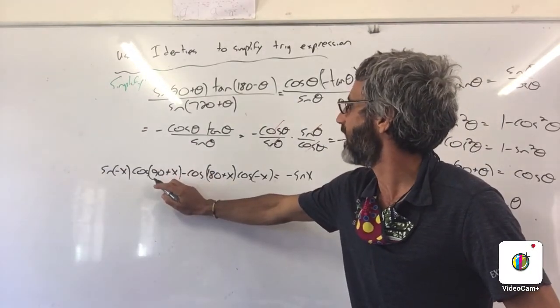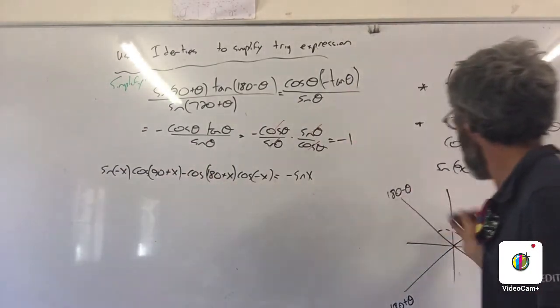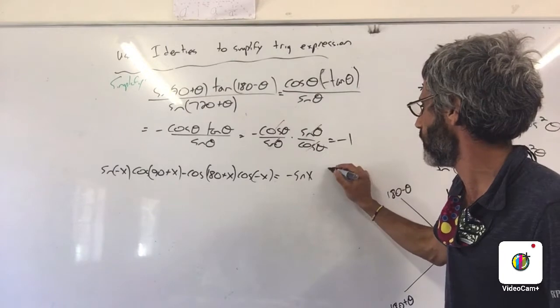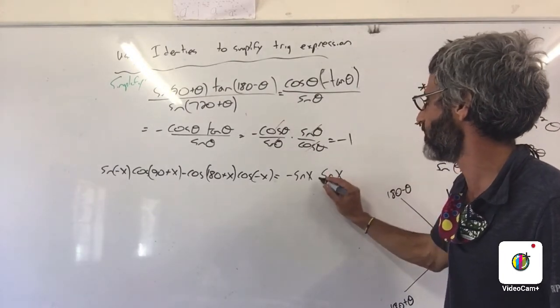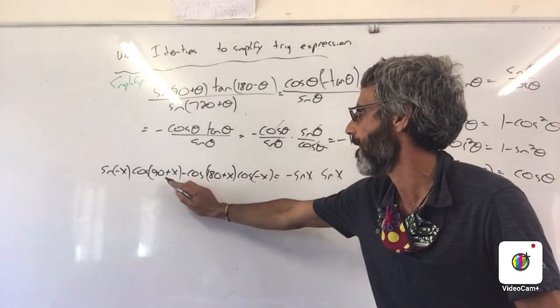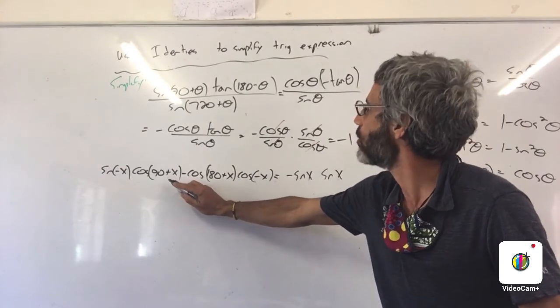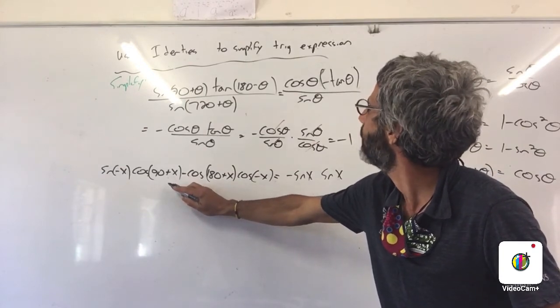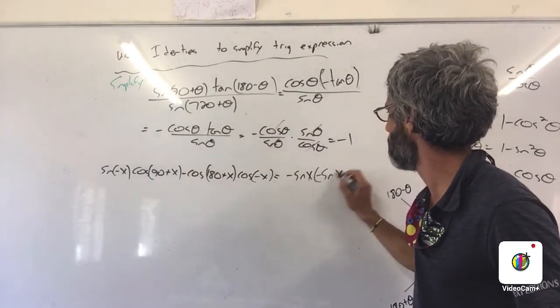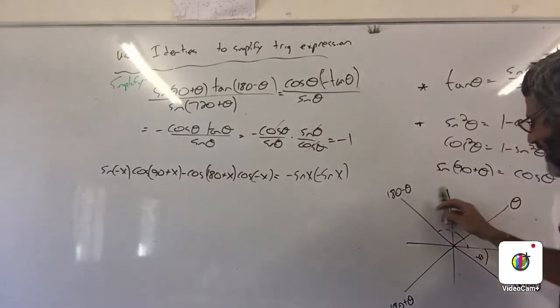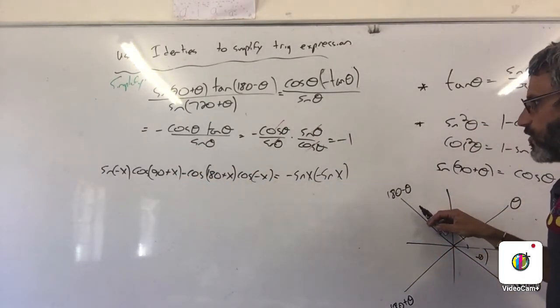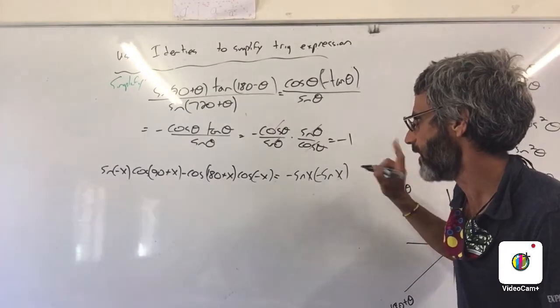Cosine of 90 plus x. Whenever I'm adding 90, that's a co-function. So that's going to be sine x, but is it going to be minus or plus? It's going to be minus, because cos is negative in the second quadrant. Yes, in this case it's going to be minus because you're right, cos in the second quadrant is negative. That's very important.